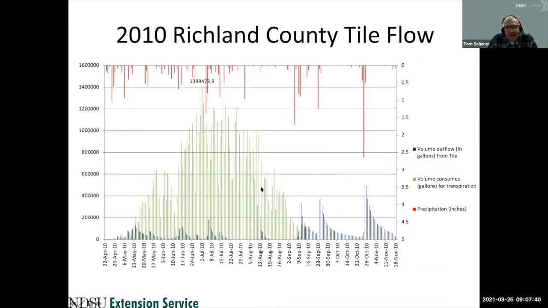And this is exactly the same graph, but just to give you some idea, this is the estimated daily water use removed out of that 142 acres by corn over the growing season. So it started pulling it, planted in April that year, and you can see in this one day, the crop pulled out almost 1.4 million gallons of water. It's a real good growing day.